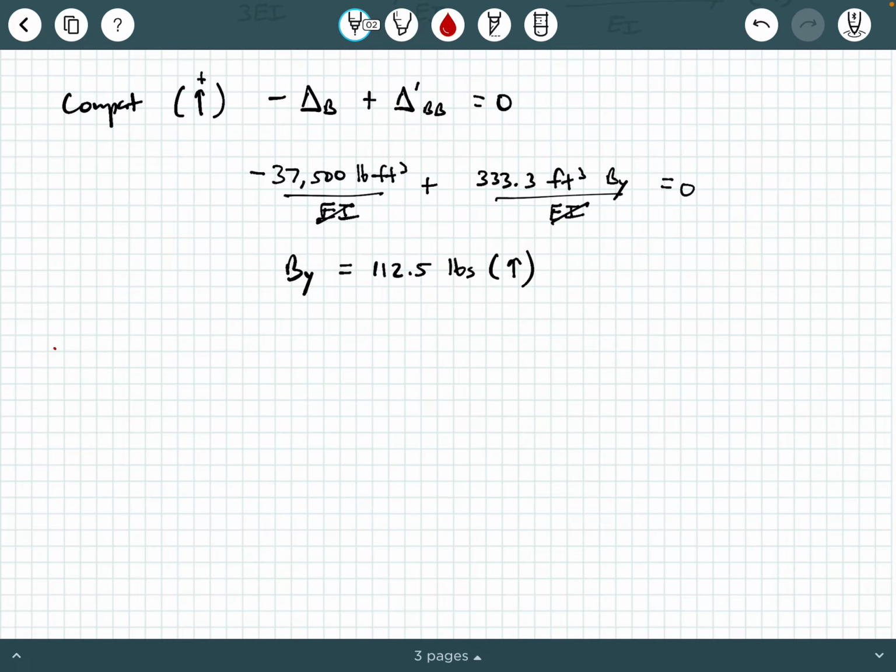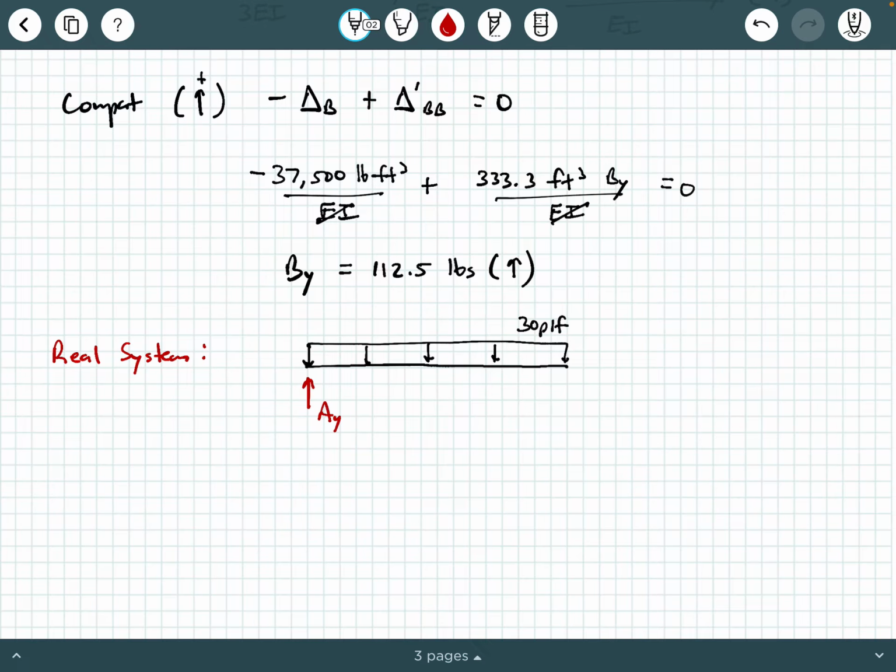So I'm going to go ahead and redraw the real system. And in this real system, I am going to sketch on here BY and the applied loads. So we're going to sketch this real system, and we're going to see that it has 30 PLF acting across its span. And then at the left support, we know we have an AY, we have an AX, and we have an M sub A there. And then at point B, we have BY that we just calculated. That's the 112.5 pounds going up. And we still need to draw this dimension line on here. That's going to be 10 feet.